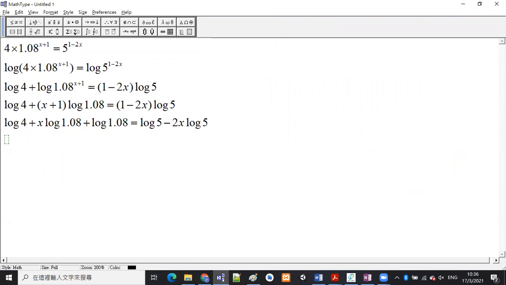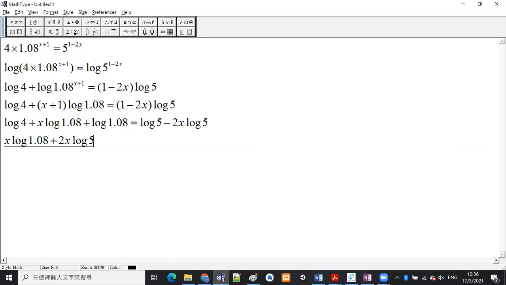And then I need to put all the x terms on one side and all the non-x terms to the other side. So we have this x term and this x term, so I'm going to put them to the left. And then the constant terms will be moved to the right. So that is x log 1.08 keeping on the left, and then plus 2x log 5 moved to the left. And then we have log 5 on the right minus log 4 minus log 1.08. Okay?